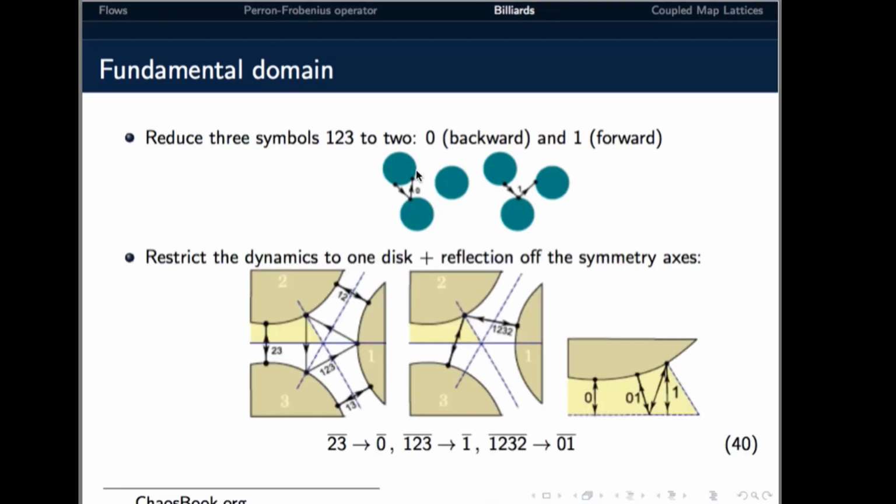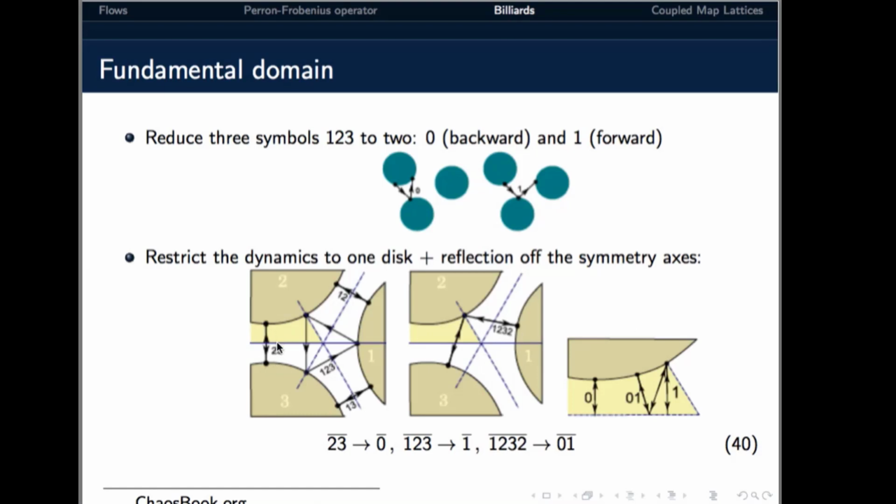Together with the symmetries that we've seen before, we can reduce the whole available space to a fundamental domain, which is this light yellow area here. This light yellow area is basically given by, let's say, half of the disk. Actually, it's a quarter, and its intersection with the symmetry axis.